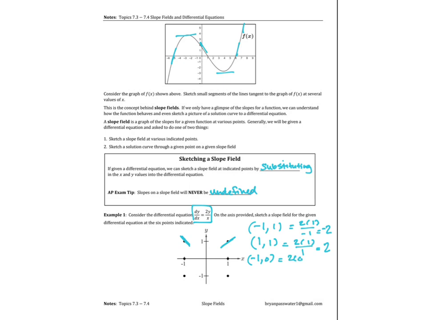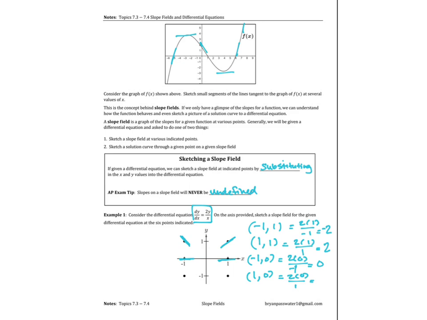Slide out to (-1, 0). We're going to have 2 times 0 over -1, or 0. So at this point, we have a horizontal line segment. The exact same thing is going to happen on the right side because we're plugging in 0 for y. So what do you think that's going to look like on every single value on the x-axis? Straight line, horizontal line, because at every single value there, you're plugging in 0 for y. So if you zoomed out on this slope field, you would see horizontal line segments all the way across.